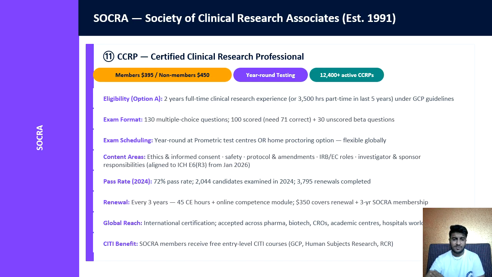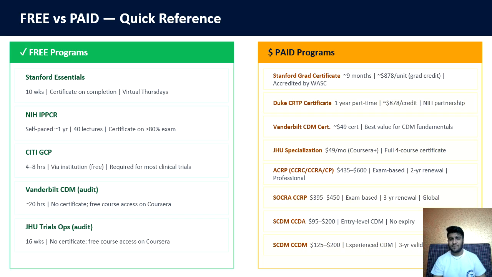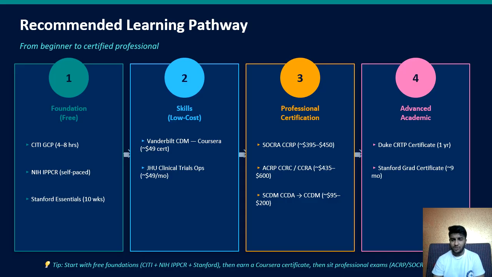Then you have CCRP where you learn about the ICH E6, the investigator roles, safety protocols, informed consent, Declaration of Helsinki. Then you have the course for the SCDM, which is the Society for Clinical Data Management. So you learn about GCDMP, Good Clinical Data Management Practices, electronic data capture, TMF, trial master file, electronic trial master file. So all of these are free programs, all of these are paid programs. मैंने आपको दोनों ही बता दिए, आप जो भी करना चाहें कर सकते हैं, but these are good programs which you can go for with good learnings.